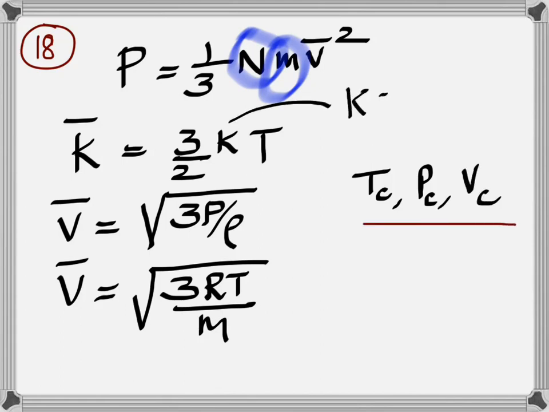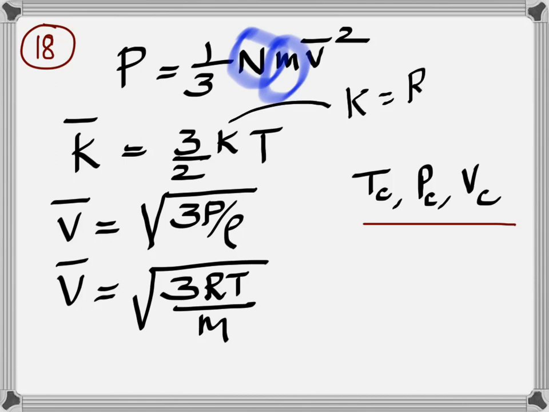Three important constants of a gas are critical temperature, critical pressure, and critical volume, right? What is so important about those? In order to liquefy a gas, you have to first cool it to a temperature lower than its critical temperature. That is what is very important.